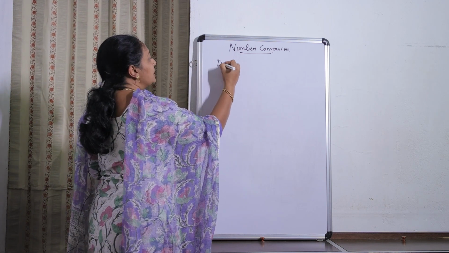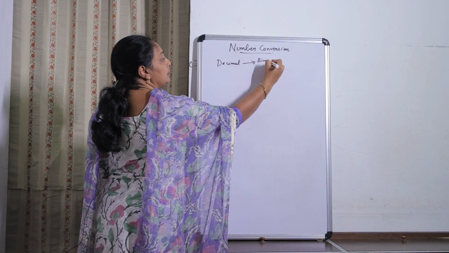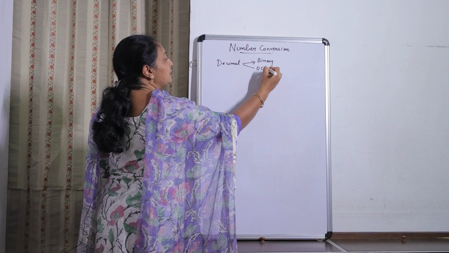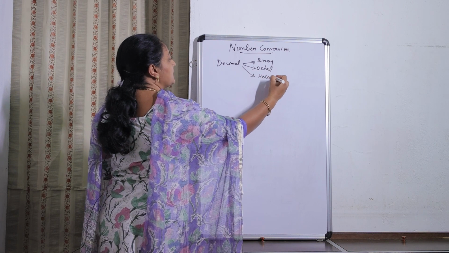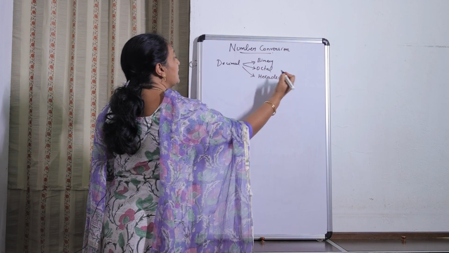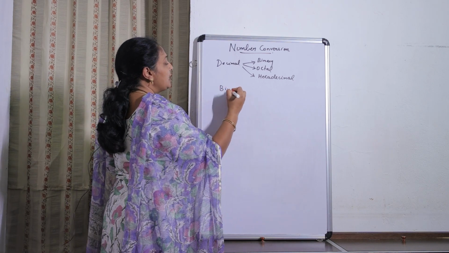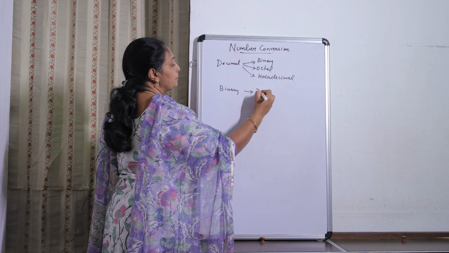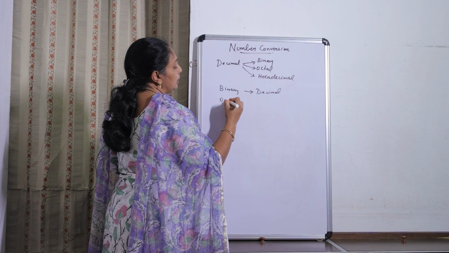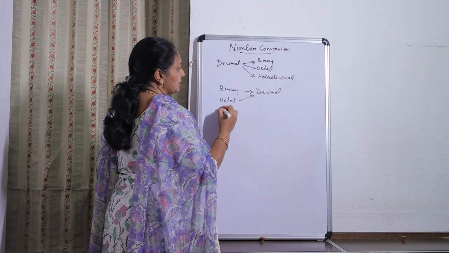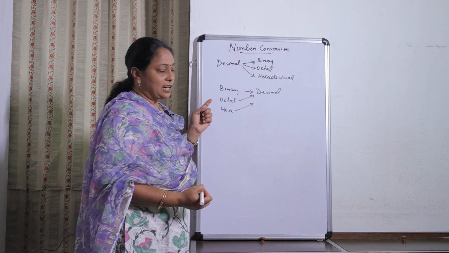First, we can have decimal. A decimal number can be converted into binary, into octal, and into hexadecimal. So here itself we have three conversions. Again, you can convert binary into decimal, and then octal to decimal, similarly hexadecimal to decimal. So 3 plus 3, 6 conversions.